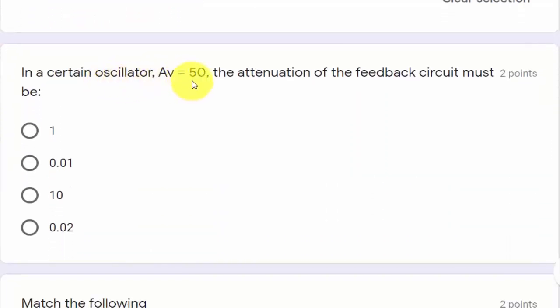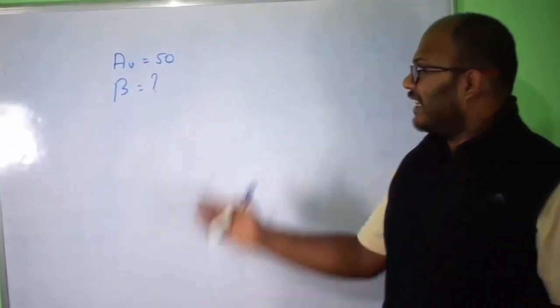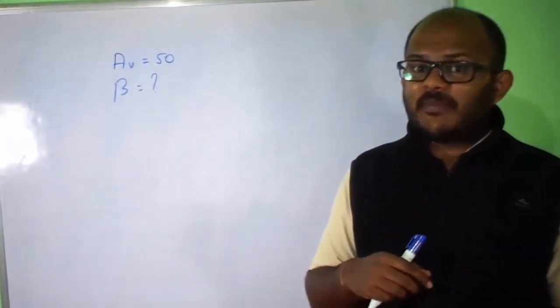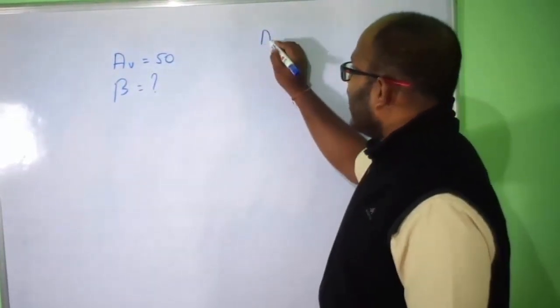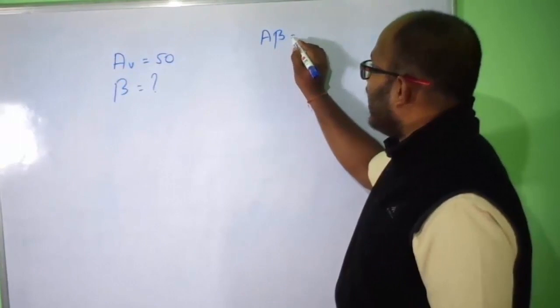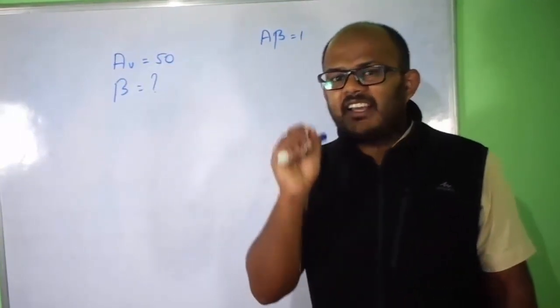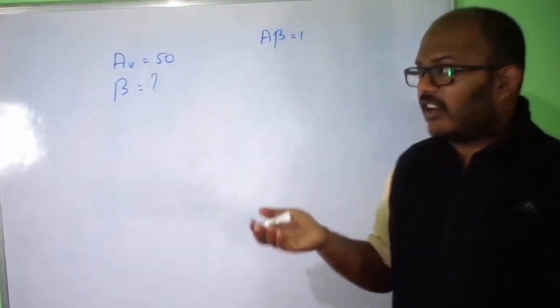In a certain oscillator, if gain equals 50, the attenuation of the feedback circuit must be what? This question is very, very important. They have given the gain, which is equal to 50, and they are asking the feedback factor, that is beta. We know the condition for the Barkhausen criterion: A beta should be equal to 1. Practically, A beta should be slightly greater than 1, roughly 1.02.